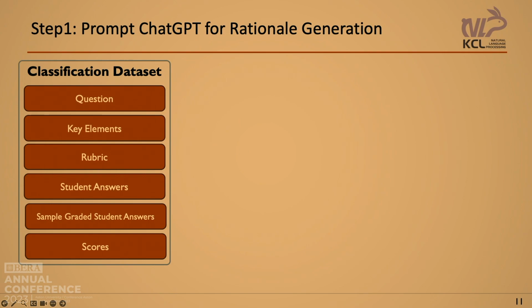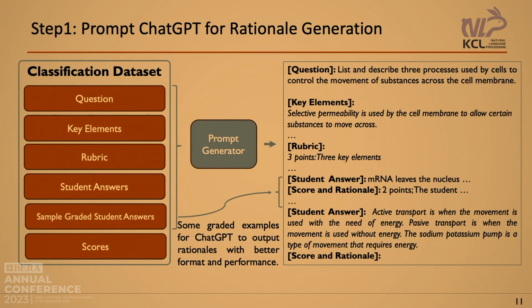So our framework contains 3 steps and no need for a fine-grained student feedback annotation. In the first step, we adopt the same classification dataset I mentioned before. We provide student answers along with the question, key elements, and the rubric, plus 6 to 8 graded sample student answers to generate a prompt instruction.